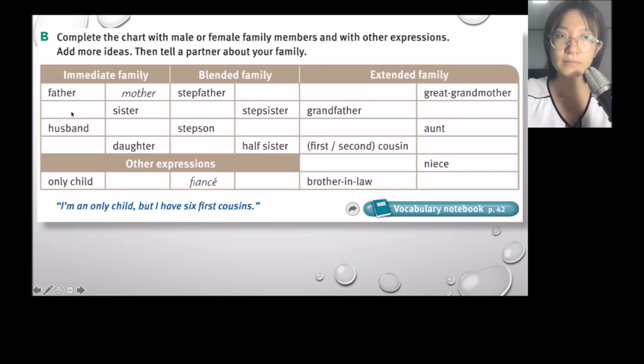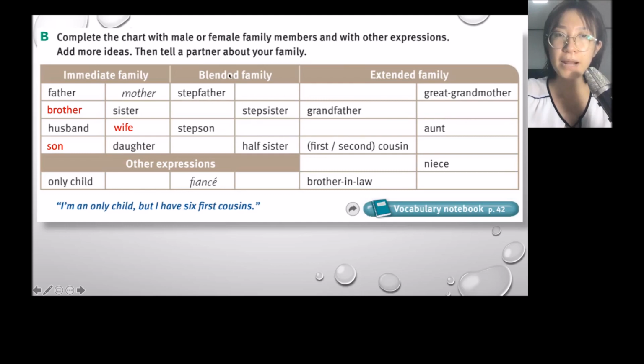members. Okay, so now in your immediate family, you have your father, mother, sister, and yes, brother, right? Brother, sister, and husband, okay, and wife, and daughter, okay, son, okay.